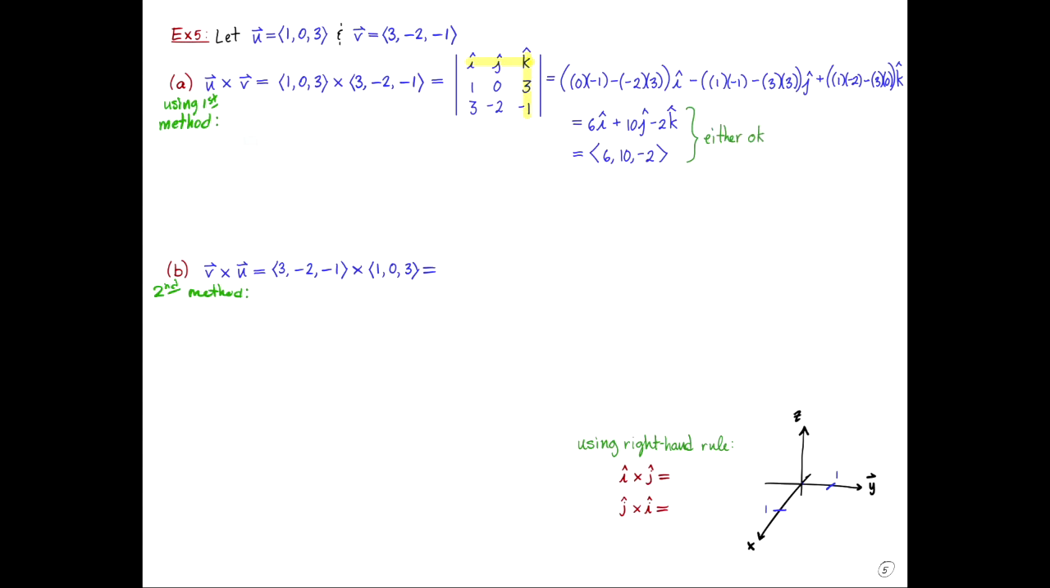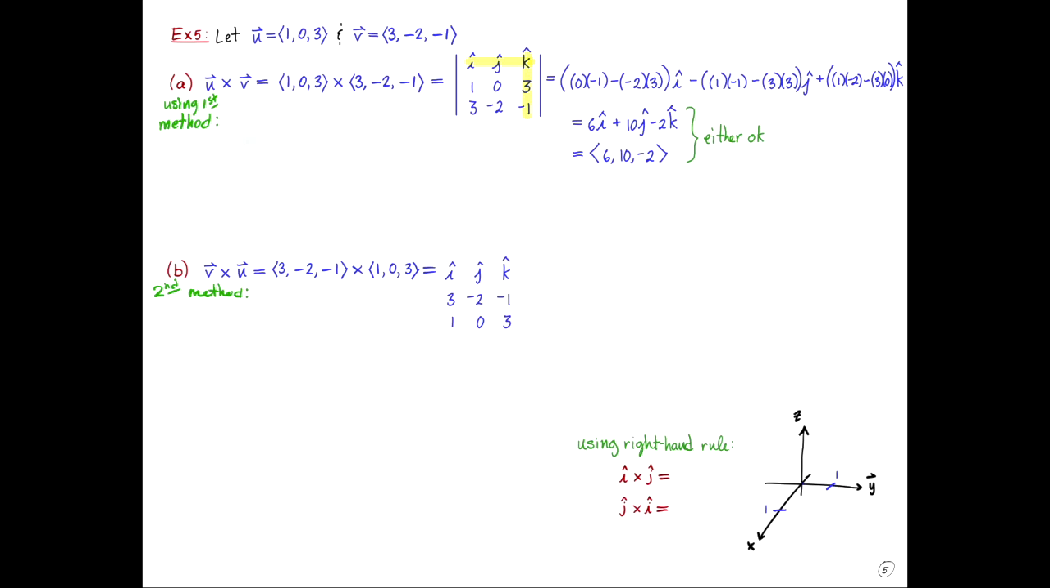In part B, we're using the same two vectors, but we've switched the order. Now we want v cross u. Let's use the second method, just so that you can have an example using each method. I'll start by writing out our matrix like we did before. In the top row, we have i, j, k. In the second row, we now have whichever vector comes first in the order of your cross product. So we want to write our vector v, 3, -2, -1. In the third row, we have the second vector, 1, 0, 3.